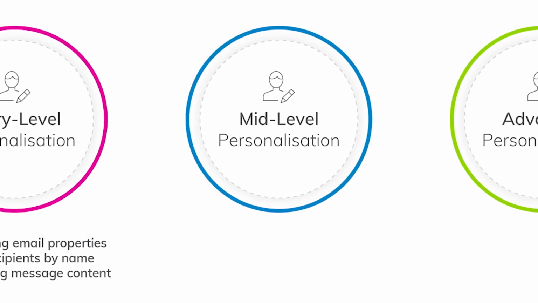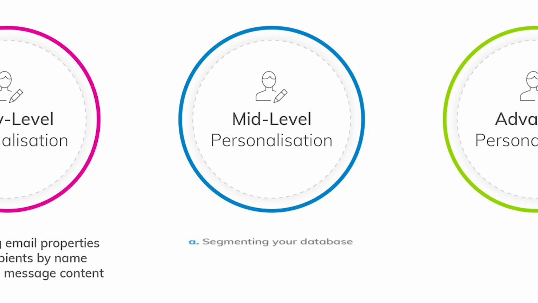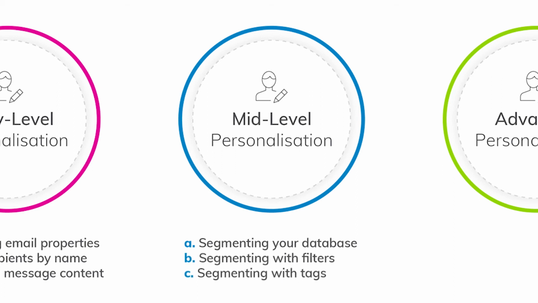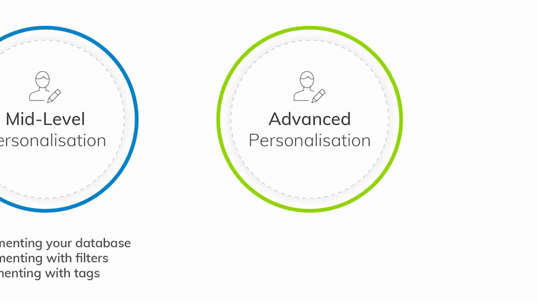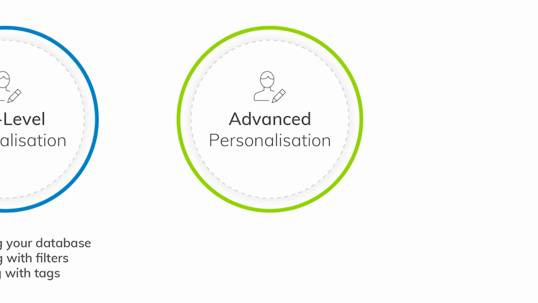If you're a mid-weight personalizer, you can segment your list to send custom content to different audiences using database tools like filters or tags. And if you're ready for advanced personalization, you can try using dynamic content to customize one email for different audiences. Or you can even track and collect data automatically with interest-based tags.